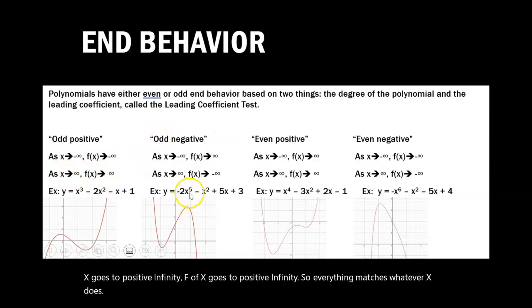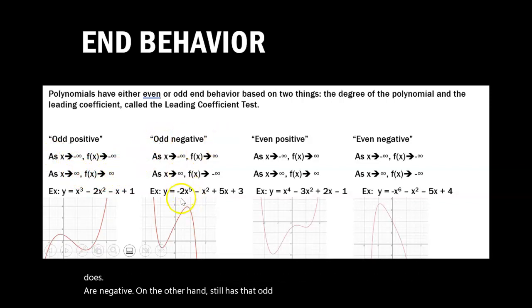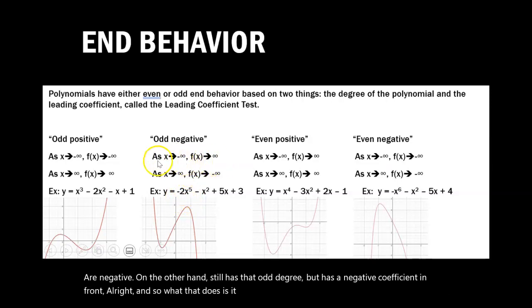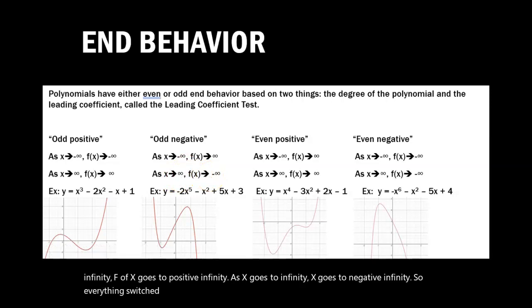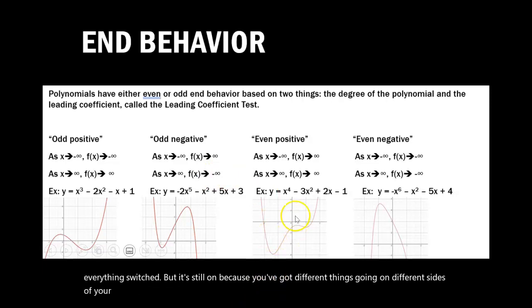Odd negative, on the other hand, still has that odd degree, but it has a negative coefficient in front. And so what that does is it switches our end behavior. As x goes to negative infinity, f of x goes to positive infinity. As x goes to infinity, f of x goes to negative infinity, so everything's switched. But it's still odd because you've got different things going on different sides of your end behavior.